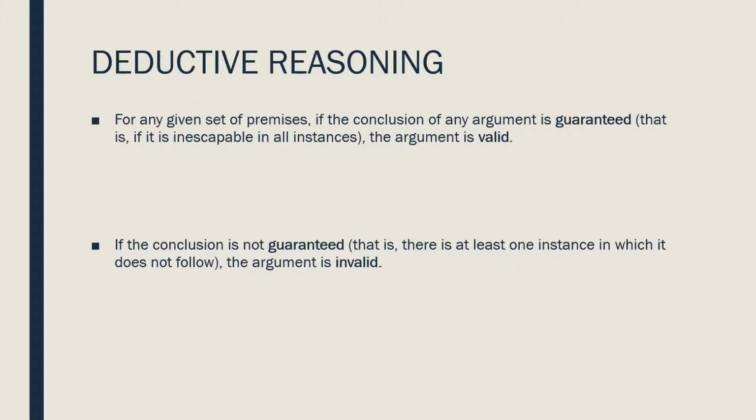Alright, so you're going to be given statements or premises that you have to work from. You may not agree with these premises. You may not think that they're true. But you have to, for this problem, assume that they're true. And if the conclusion of that argument using those premises is guaranteed, then that argument is considered valid. If the conclusion is not guaranteed, so that is, you could think of at least one example in which it doesn't follow, then the argument is considered invalid.